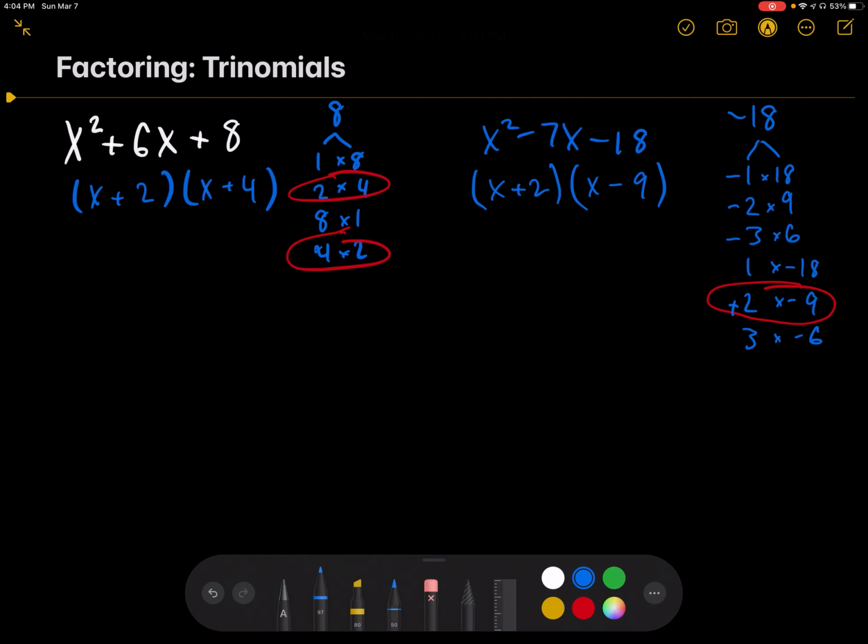Hopefully, next time you see a trinomial that's shaped like this, you'll know to just pull off that constant and see what multiplies to get to that 6 or negative 7 or whatever's in the middle. So that's all you have to do for factoring trinomials. And remember that you're going to want to get it down into this form. And that's really all you have to know for specifically factoring expressions that look like this.